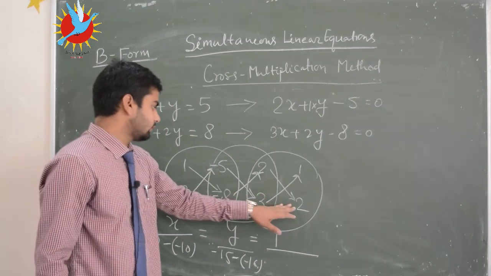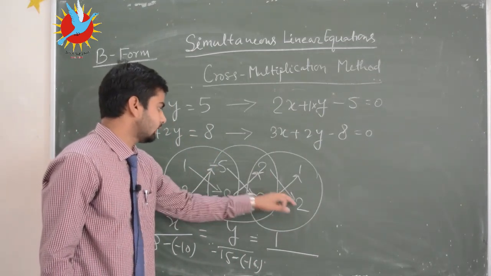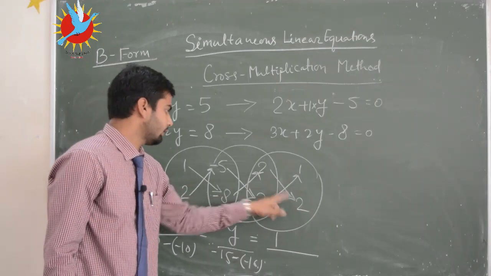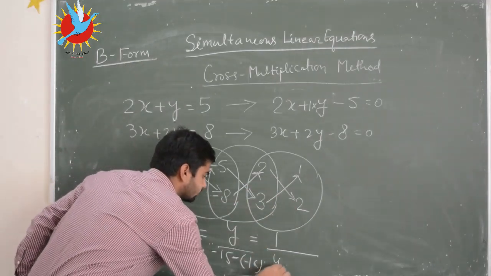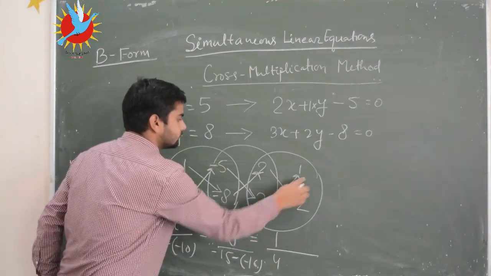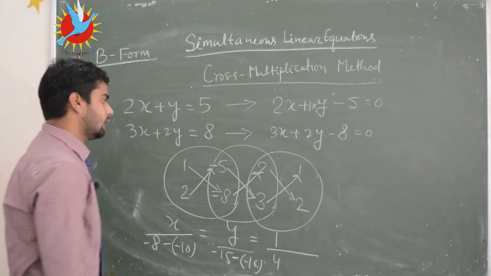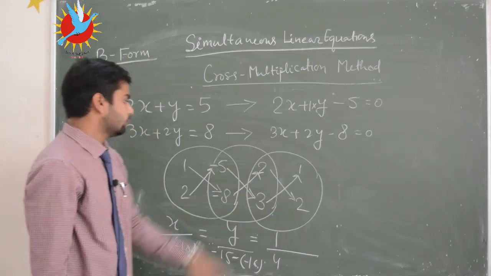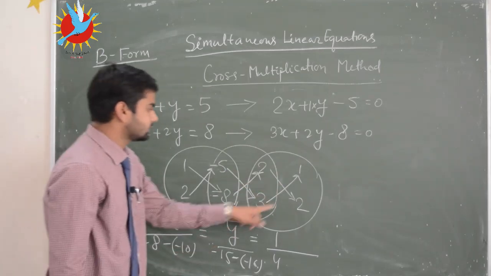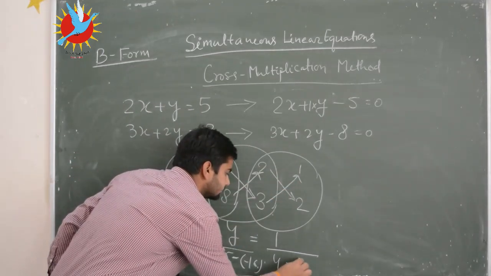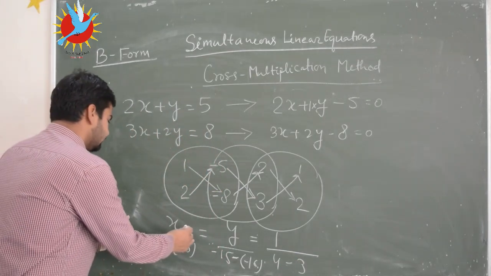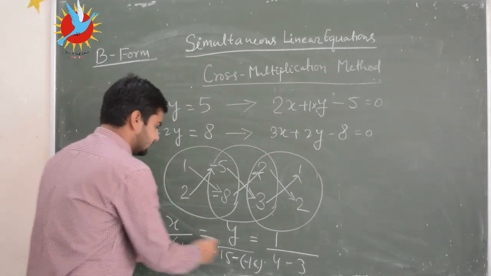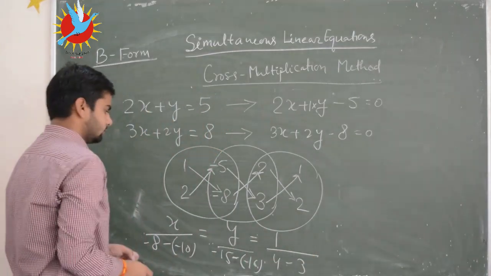And here we have to write this product 2 into 2. This is on the downward arrow, so we take it as positive. So the product of these two terms will be 2 into 2, that is 4. And the product of these two terms will be 3 into 1, that is 3. This is on the upward arrow, so we take this product as negative, so we write minus 3.